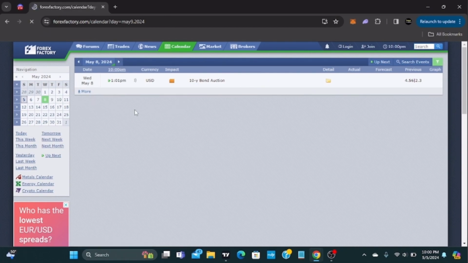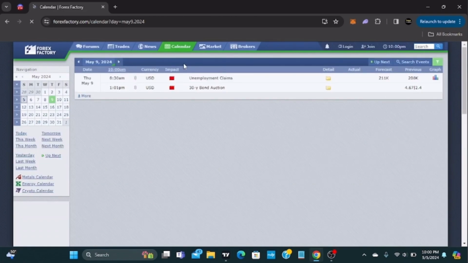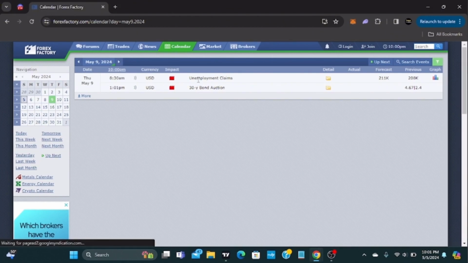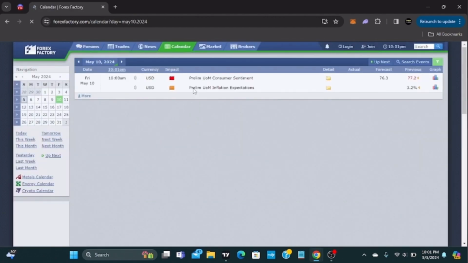Then on Thursday, May 9th, we have unemployment claims at 8:30 a.m. EST. We do want to look out for this because unemployment claims do move the markets quite a bit. So maybe if there's a trade, take it 15 minutes after the news, so we're looking at 8:45 or so, 8:50. And for Friday, May 10th, there's this news, but we can still trade. This is a green light. This doesn't influence and impact the markets as much.